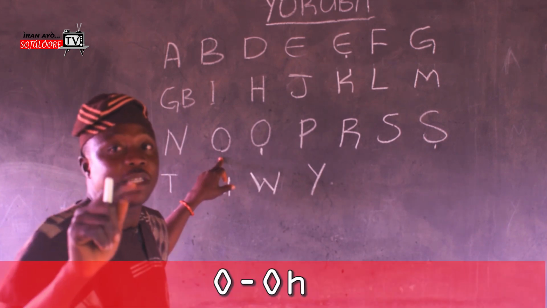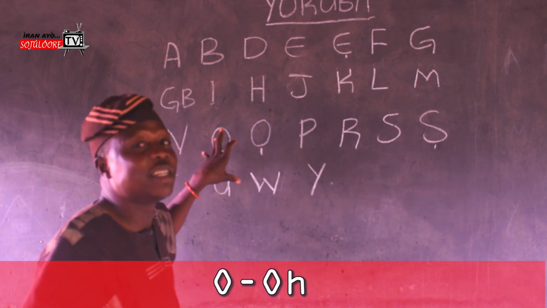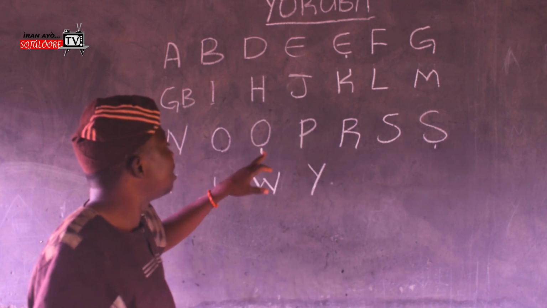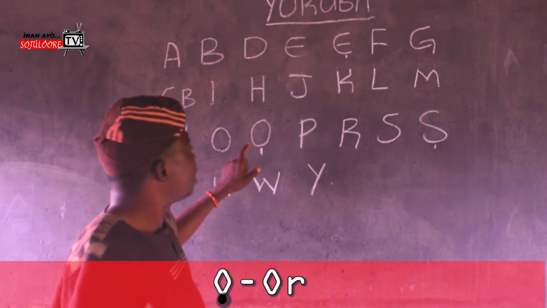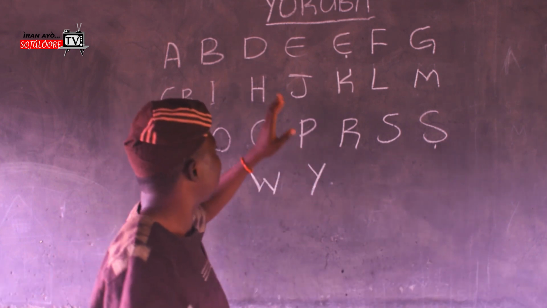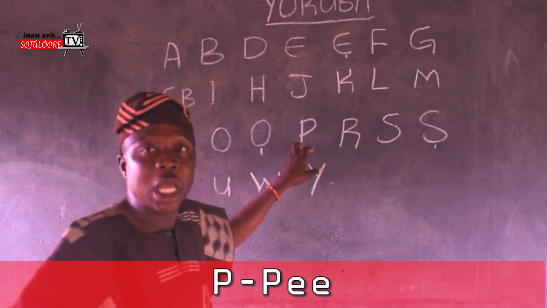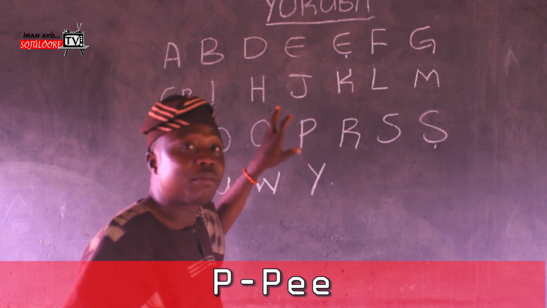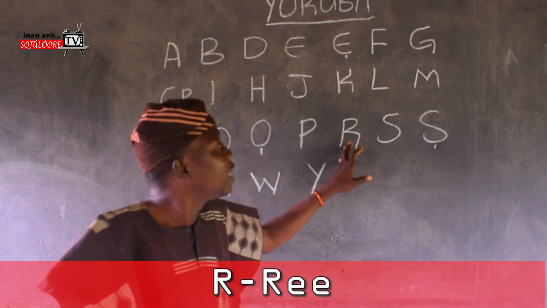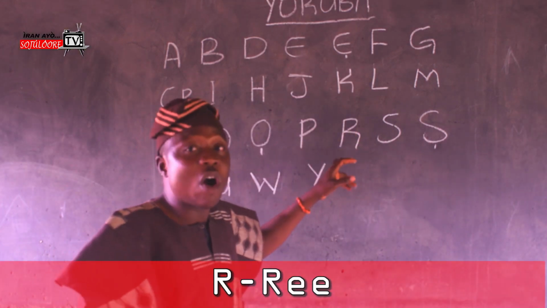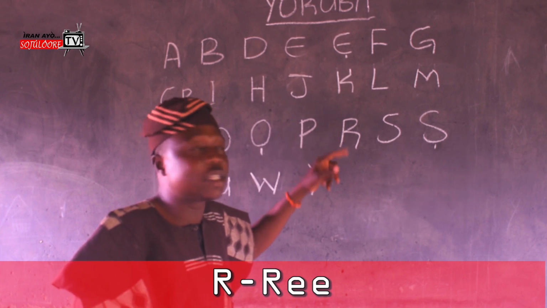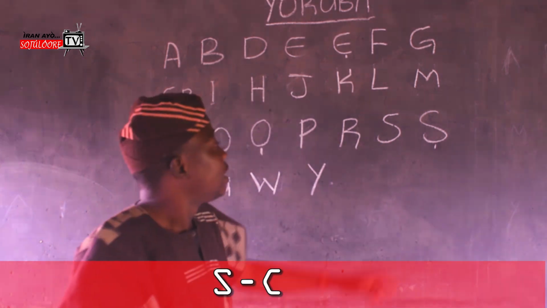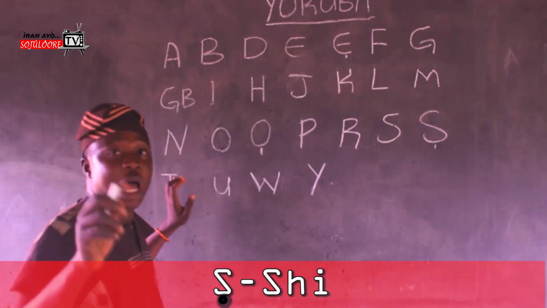O has the same pronunciation as the way they call it in English language. Now the next one is Ọ. This one doesn't exist in the English alphabet. The next one is P. So in Yoruba language we call it P. The next one is R, which they call R in English language. The next one is S. The next one is Ṣ. Now the next one is T.